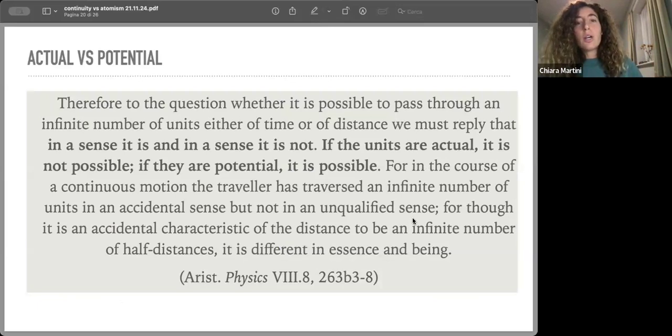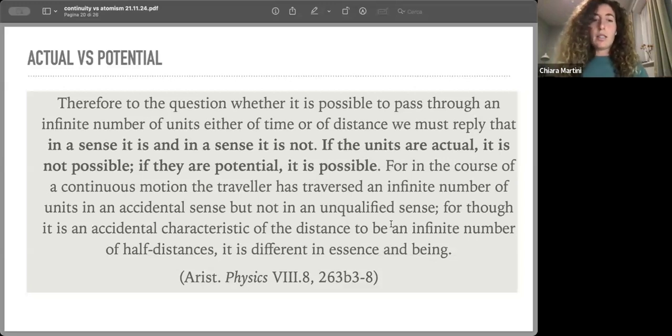But he says, therefore, to the question whether it is possible to pass through an infinite number of units, either of time or of distance, we must reply that in a sense it is, and in a sense it is not. If the units are actual, it is not possible. If they are potential, it is possible. For in the course of a continuous motion, the traveler has traversed an infinite number of units in an accidental sense, but not in an unqualified sense. For though it is an accidental characteristic of the distance to be an infinite number of distances, it is different in essence and being.